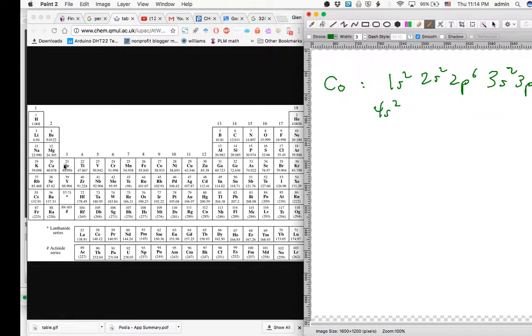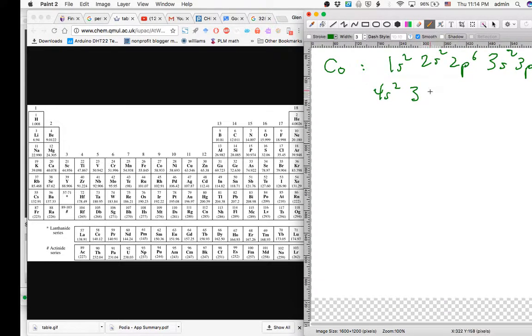And this, remember, although it is row number 4, because this is the d block, we need to subtract 1 from that row number. So this is 3d: 1, 2, 3, 4, 5, 6, 7. 3d7. And that is the ground state electron configuration for cobalt.